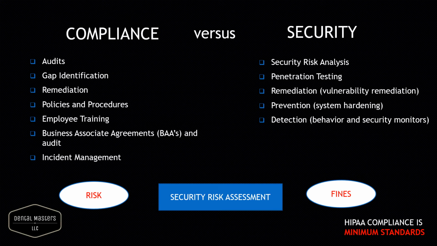So let's talk really quickly here a little bit more about compliance versus security. Compliance means we are creating and conducting audits regularly to check and make sure that what we're doing meets the minimum standards, that we're looking for gaps and identifying them so that we can remediate them, that we write specific policies and procedures for Dental Masters that apply to not only Dental Masters as a company, but to our individual offices, because they all function separately and a little bit differently from one another, that every employee is trained so that they know how to handle protected health information and also what their liability is, that we keep those business associate agreements current and that we audit them regularly, and so that we know how to manage an incident should it occur, and they do occur.